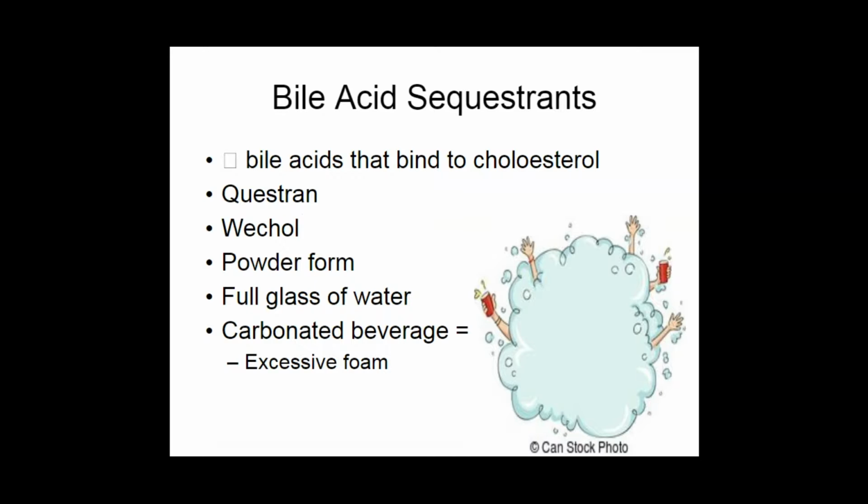The next classification are called bile acid sequestrants. They increase the bile acids that bind to cholesterol. Your example medications are Questran and Welchol. They are available in a powder form. They need to be taken with a full glass of water. And make sure that that's water. If you can see in the picture here, if you use those with a carbonated beverage, it becomes excessively foamy and difficult to ingest.